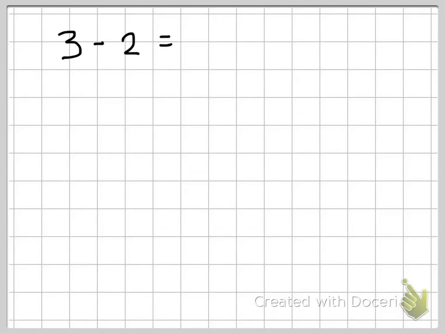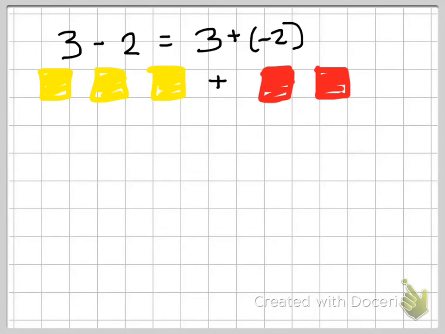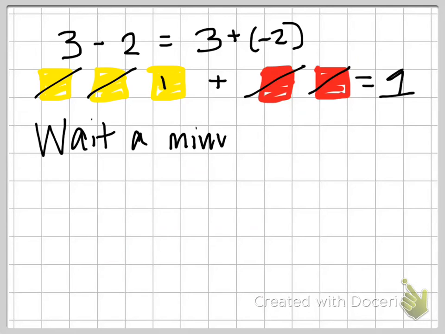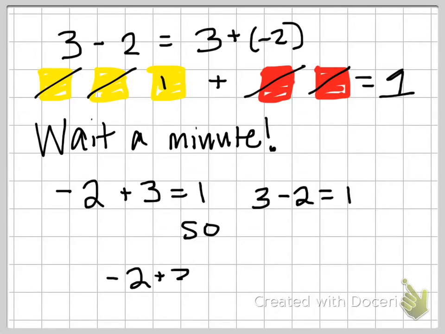But what about subtraction? Subtraction is simply adding the opposite number. So 3 minus 2 is going to be 3 plus -2. Then you can work those just like the other ones, with 3 yellows and 2 reds being added together. Again, some of them cancel out, and you're left with 1 positive. But wait a minute. Hopefully you notice that -2 plus 3 is 1, and 3 minus 2 is 1, so they must be equal to each other. This is really interesting because you can use the commutative property and switch the -2 with the 3, and you get the same answer.